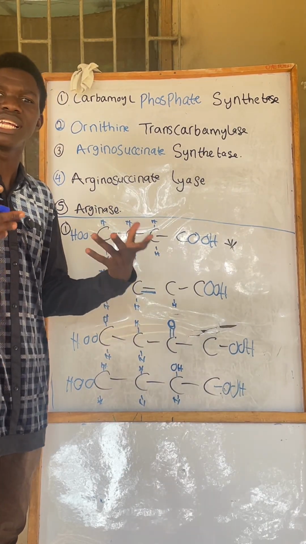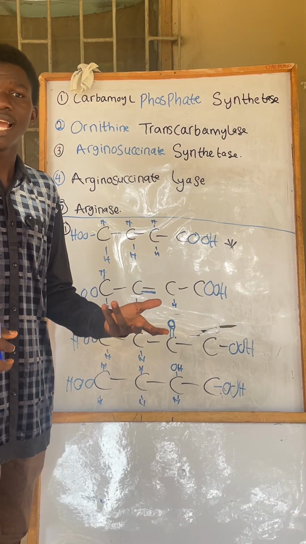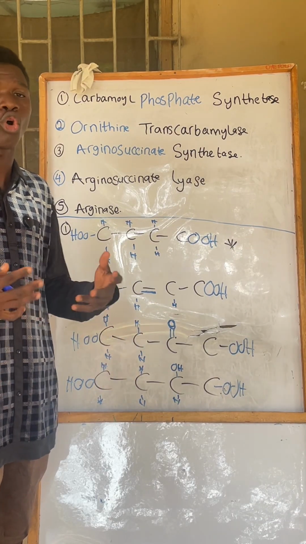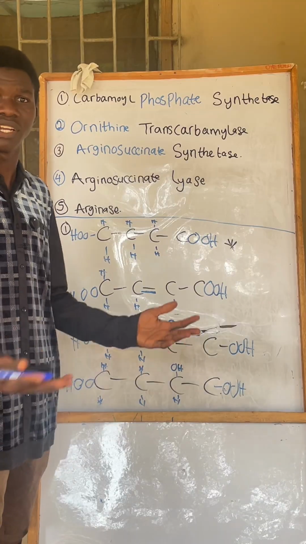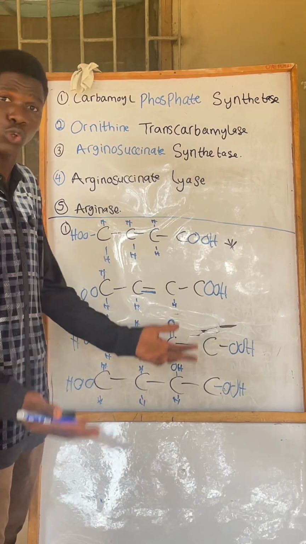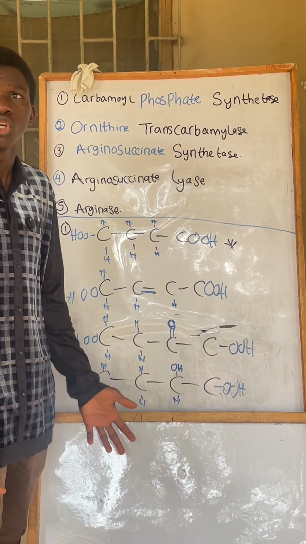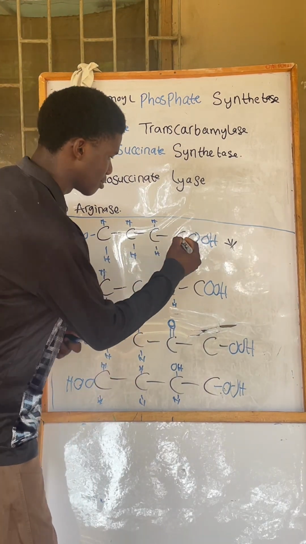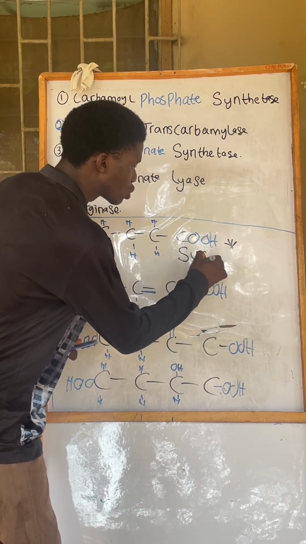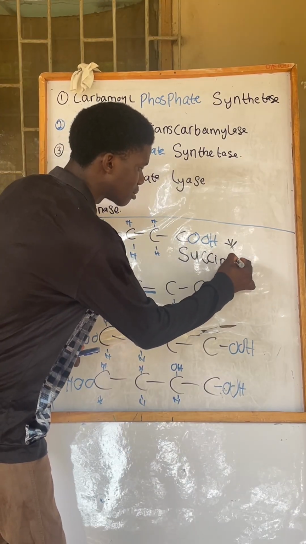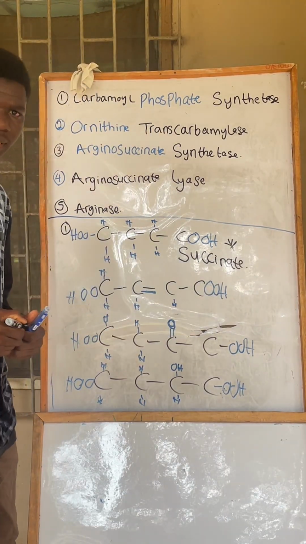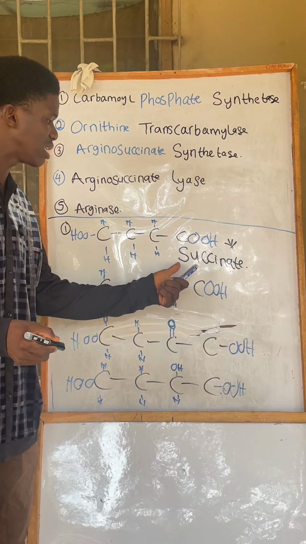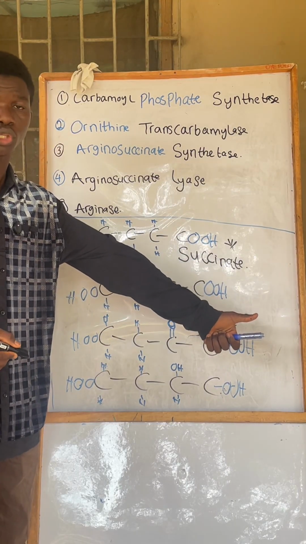And when you don't have anything, what are you going to do? There is higher probability that you are going to commit suicide because you don't have anything, right? So we call this guy what? Succinate. I hope you understand it. This first guy is called what? Succinate, or you call it succinic acid.